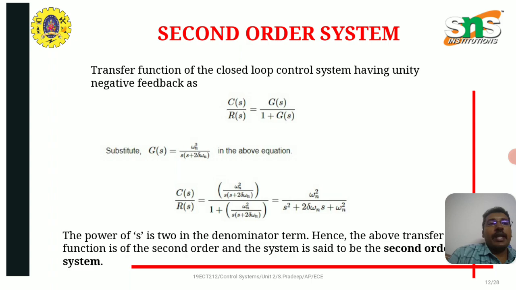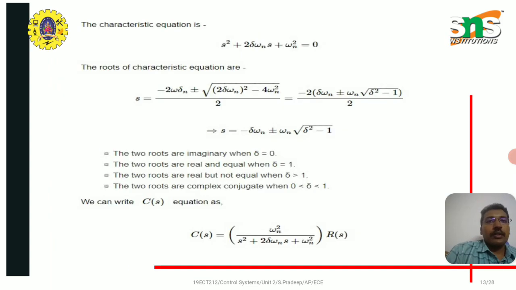The power of s is 2 in the denominator term, hence the above transfer function is of the second order and the system is said to be a second order system. The characteristic equation is s square plus 2 tau omega n s plus omega n square equals 0. The roots of the characteristic equation are shown in this slide.